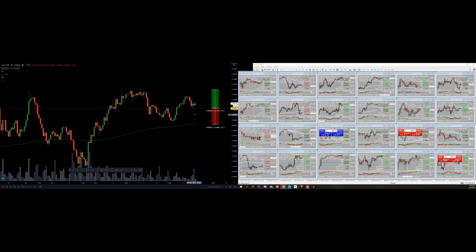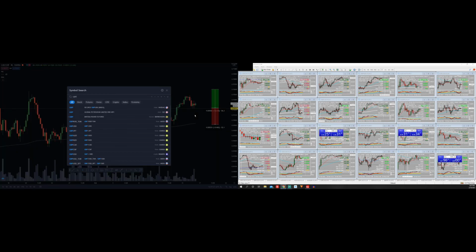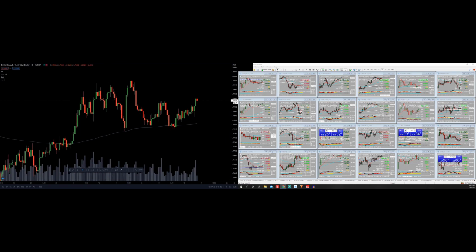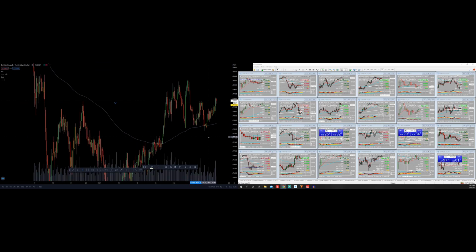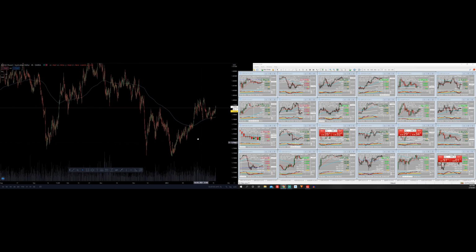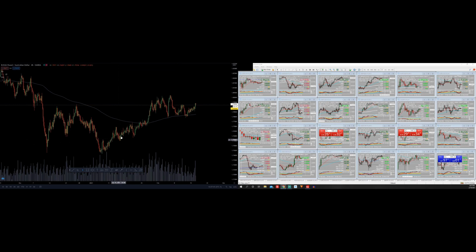Let's see, pound aussie. Again, pretty much the same type of trade. 4 hours making higher highs and higher lows.